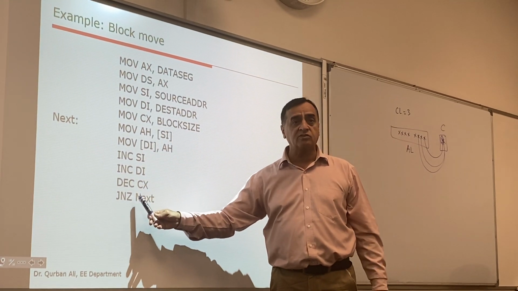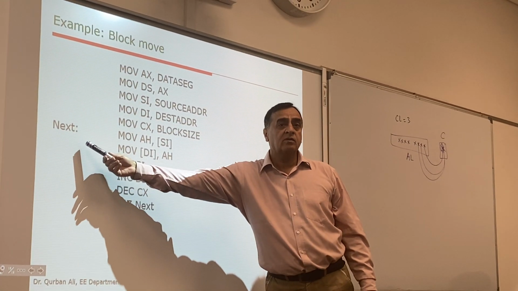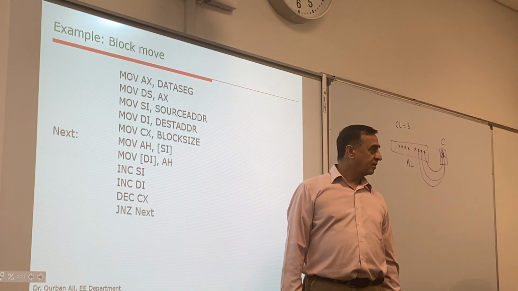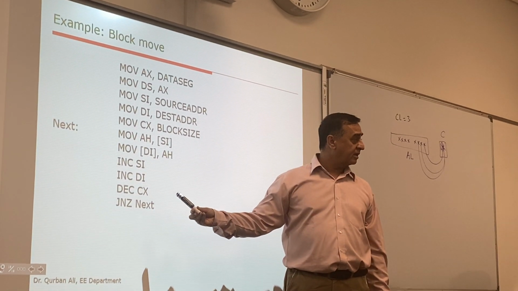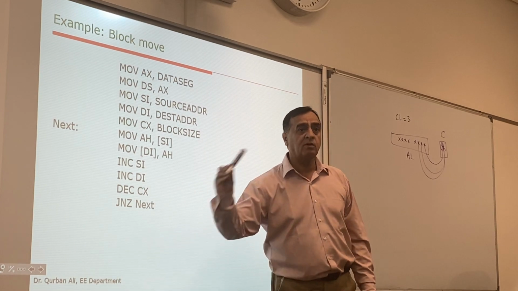If the counter is not 0, go to next. Because I am decrementing the counter, right? Once it becomes 0, I am out of the loop.